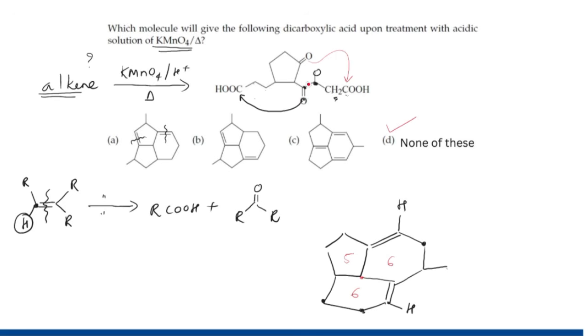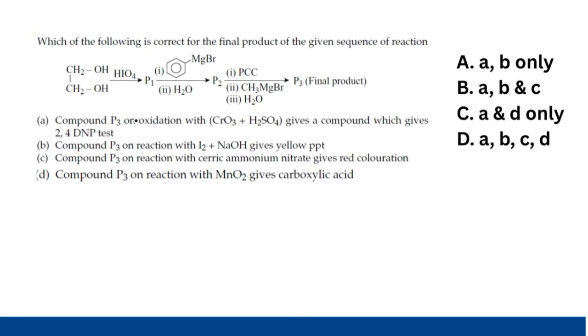Remember, if there is only one product, there has to be only one reactant possible. So that is why with confidence you can say none of these molecules will form the product as shown here. The next question, you need to identify the correct statements for the given sequence of reactions.